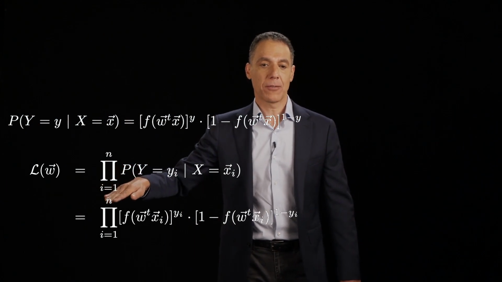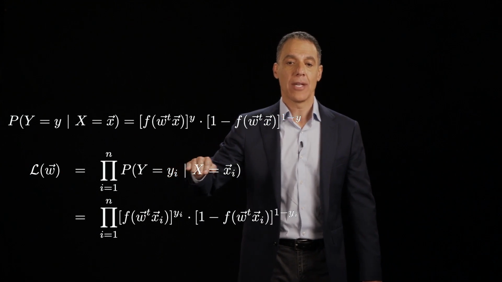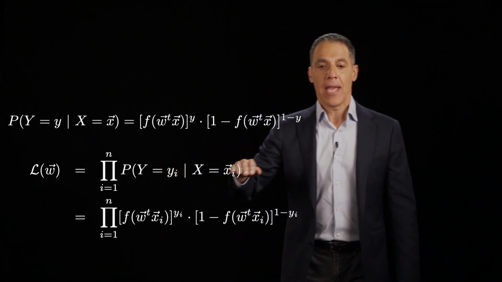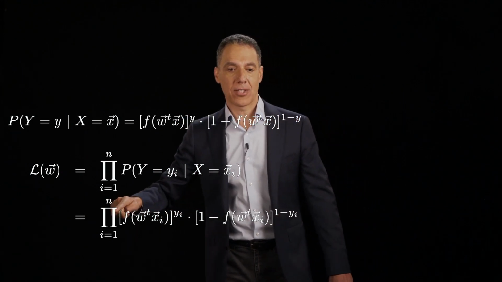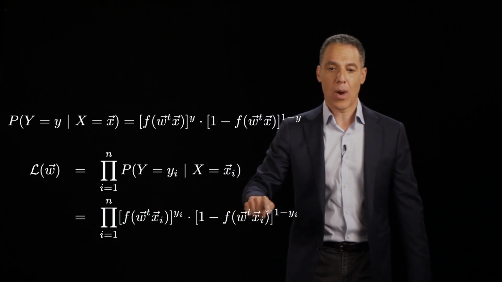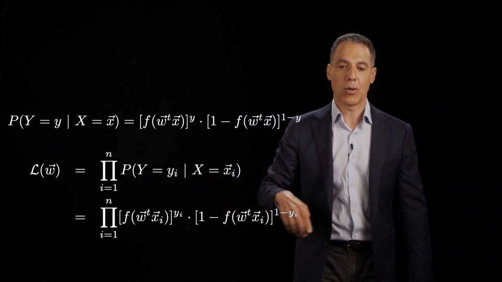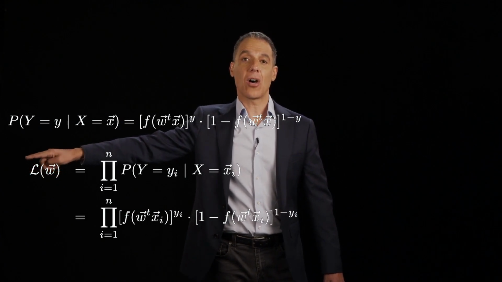So I have the product from i equals 1 to n of the probability that y is equal to the ith label given the ith data. And now I can just write that by substituting this back in as the same thing: f of w transpose x to the power y, times 1 minus f of that to the power 1 minus y. And now what I want to do is maximize this. This thing is called the likelihood.